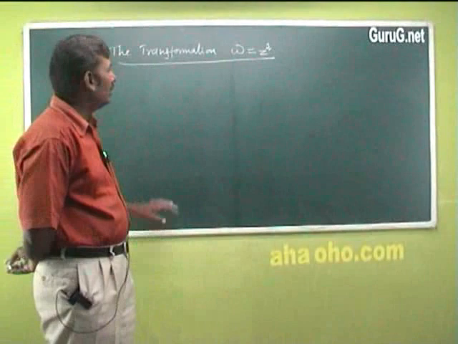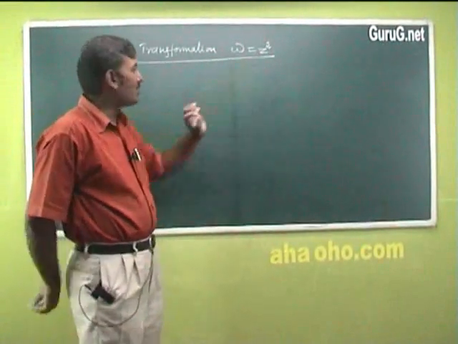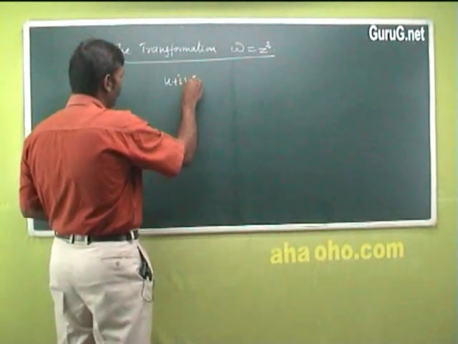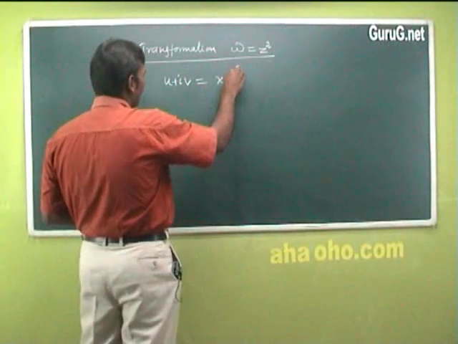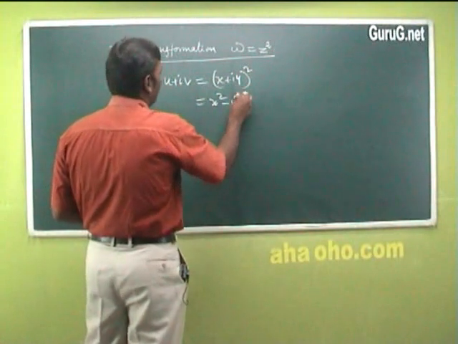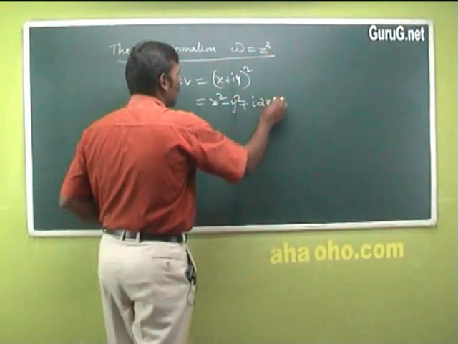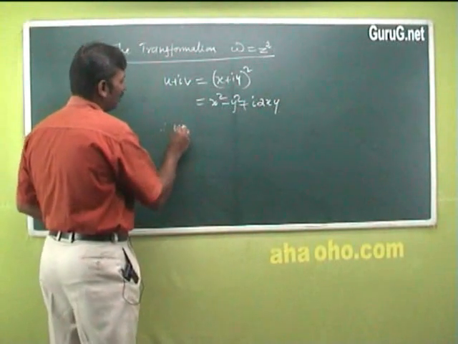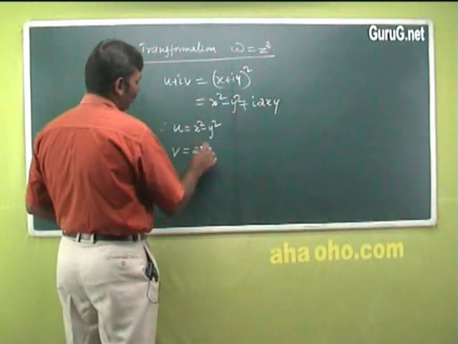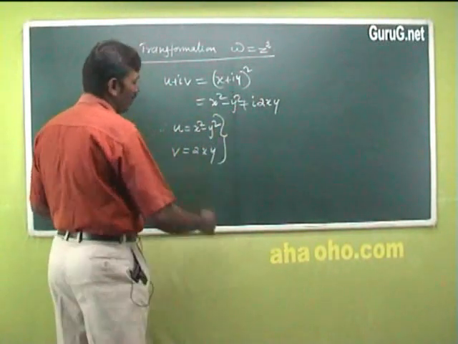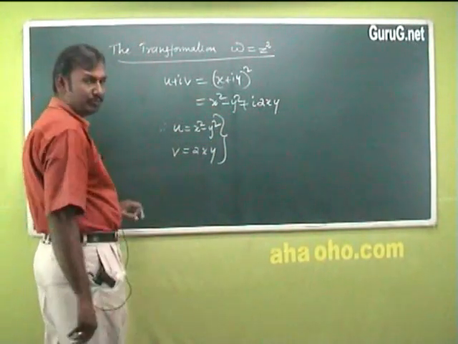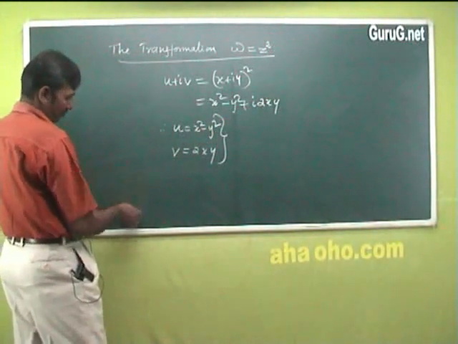Clear? So now the transformation w equal to z square. What will be the transformation equations? Let w equal to u plus iv and z is x plus iy. So you get x squared minus y squared plus i into 2xy. Therefore u equal x squared minus y squared and v equal 2xy. So these two equations are called what? The transformation equations.